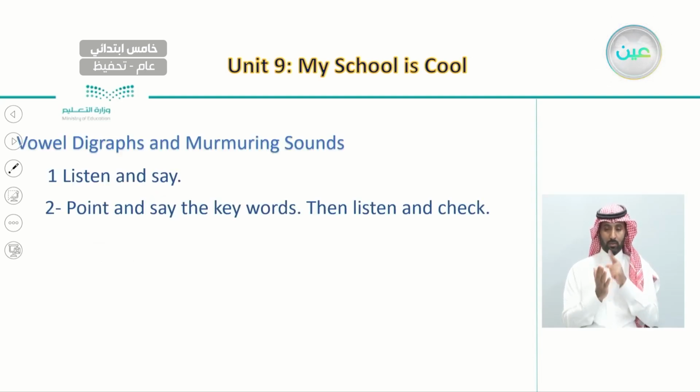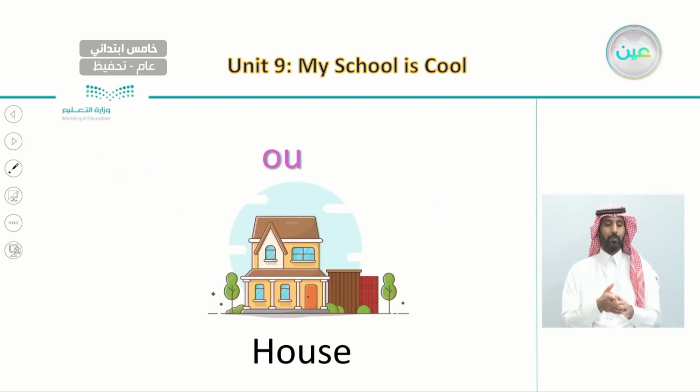So here what we're going to do with the vowel digraphs and murmuring sounds is first listen to the teacher and say these words, and after this it's important that we point and say the keywords and listen to them. So let's start with the first word we have with O and U, which is house. A house. This is a house. It has the sound of O and U.